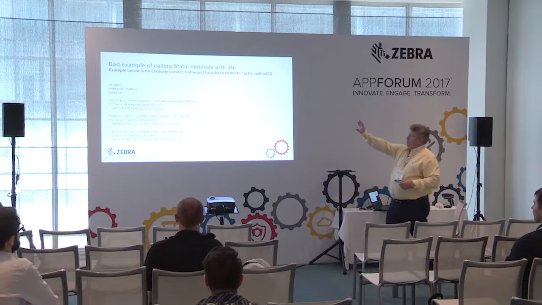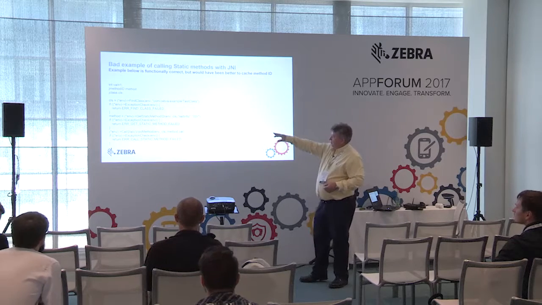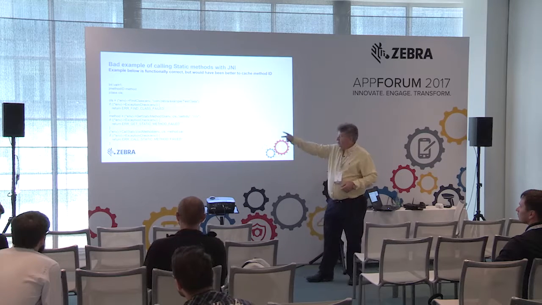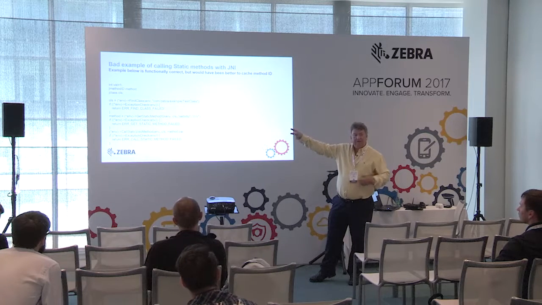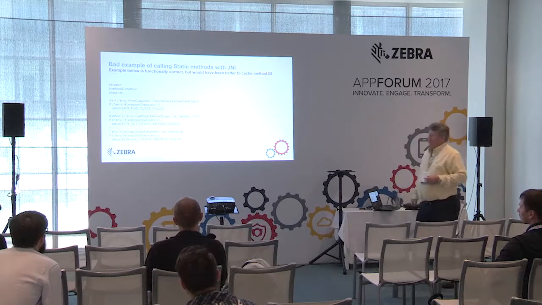So this is a bad example of calling JNI. Effectively, you're doing a FindClass, GetStaticMethodID, and then you're actually calling the Java function. So the two calls above could be eliminated by caching the method ID, and then you just call the method directly.